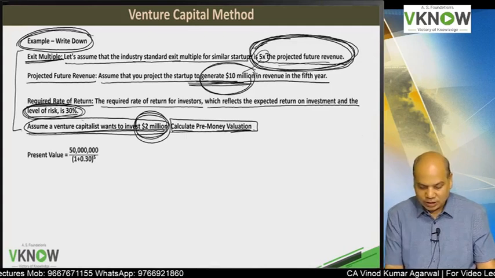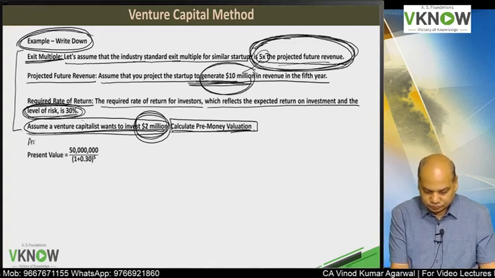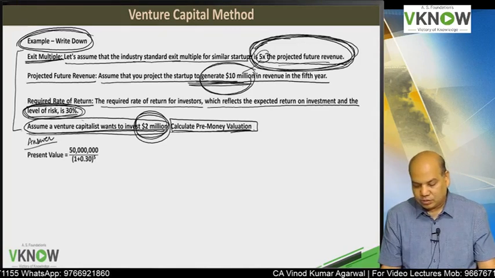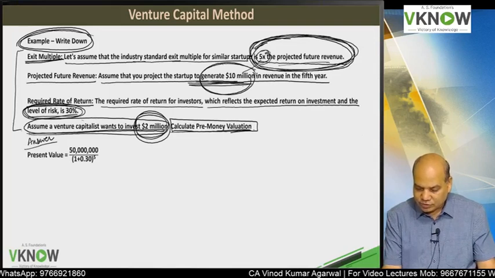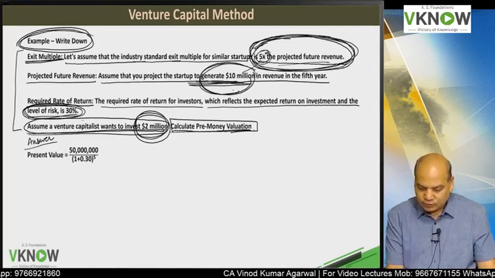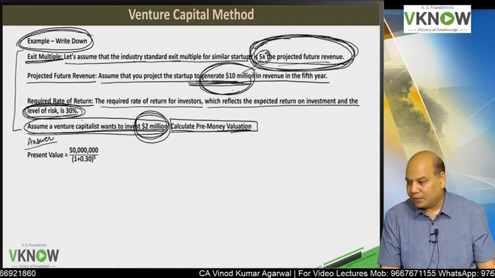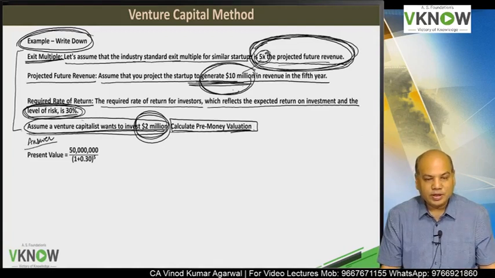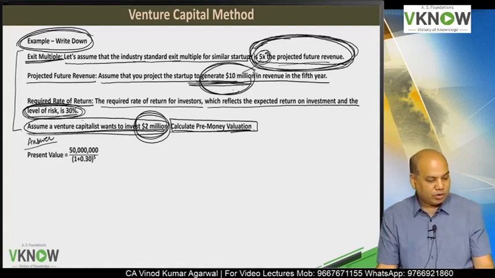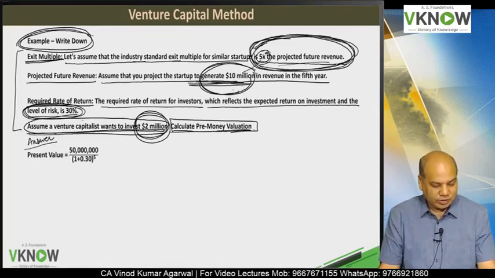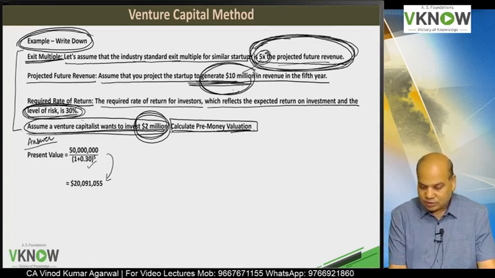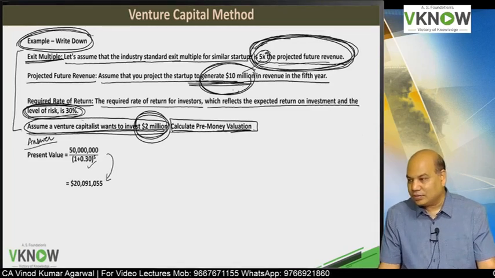So good question. Write down answer. Present value equal to, so this is 5x, this is 10 million. So 10 million into 5, 50 million, divided by, because the risk is very, very high, the venture capitalist will be using a very high discount rate, that is 30%. Now please do the calculation and confirm if the answer is right.